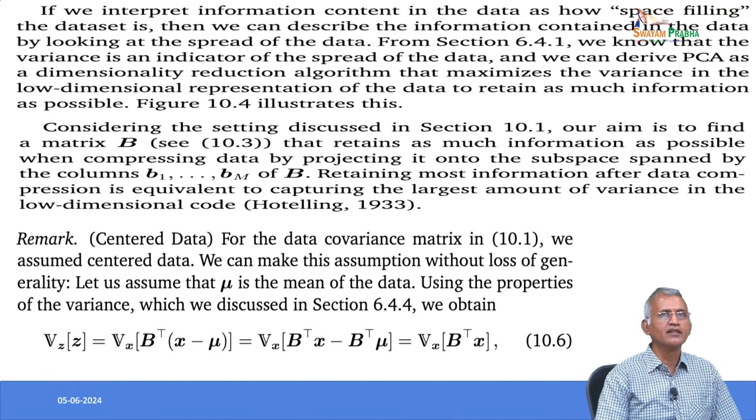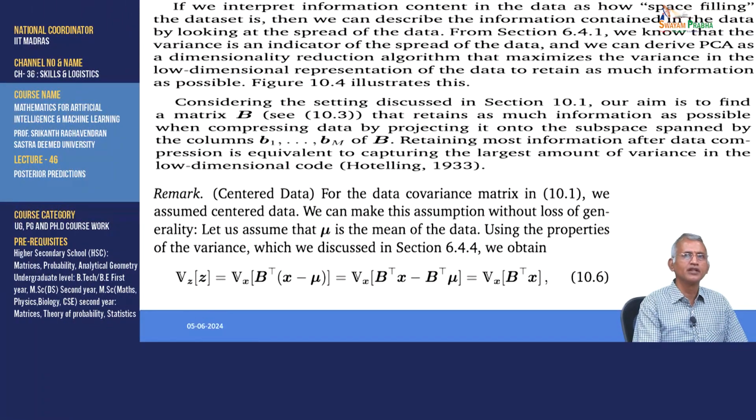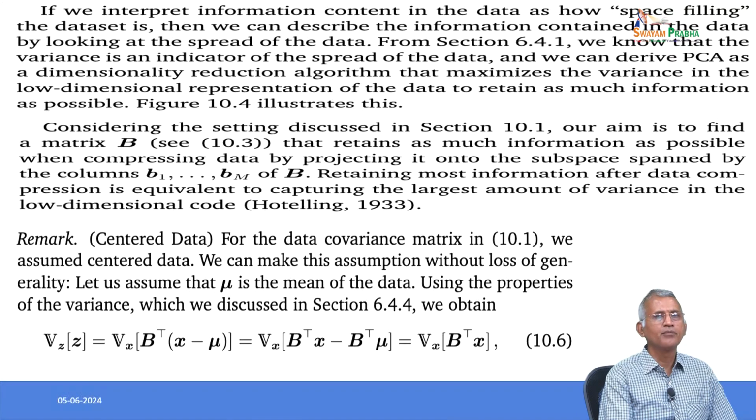Now, considering this setting, our aim is to find the matrix B that retains as much information as possible when compressing the data by projecting it onto the subspace spanned by the columns b1 to bm of B. Retaining most information after data compression is equivalent to capturing the largest amount of variance in the low dimensional code. So, refer to Hotelling 1933, and we have a note related to centered data. For the data covariance matrix in equation 10.1, we assumed centered data; we can make this assumption without loss of generality. Let us assume mu is the mean of the data.